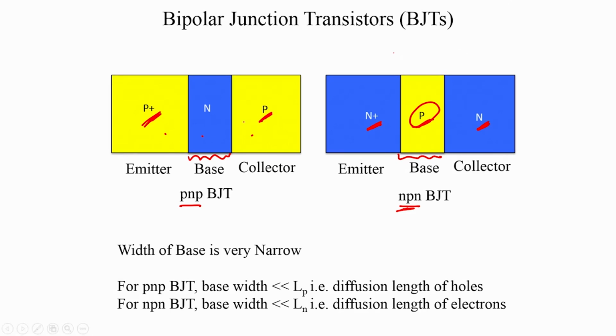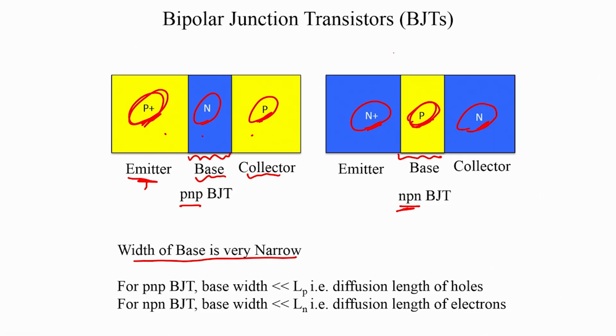So, these three regions are given very specific names. The heavily doped region is called the emitter, the region in the middle is called the base, and the remaining semiconductor bit is called the collector. So, once again here for the NPN you have the emitter, the base and the collector, and the key construct for the BJT is that the width of the base has to be very narrow. And what do you mean by very narrow?